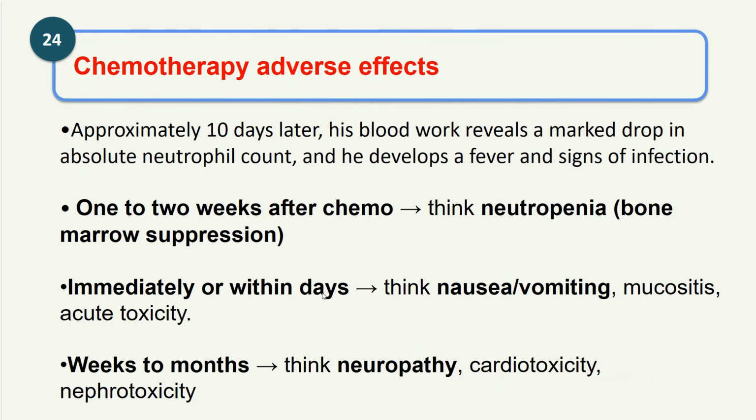Neutropenia is a common side effect of most chemotherapies. Generally, it occurs around 10 days, or 1 to 2 weeks, after taking the chemotherapy. Neutropenia, also known as bone marrow suppression, can result in severe symptoms of fever and signs of infection. Therefore, the patient is required to be monitored with a white blood cell count to check the neutrophil count. If the neutrophil number goes down, it is referred to as neutropenia.